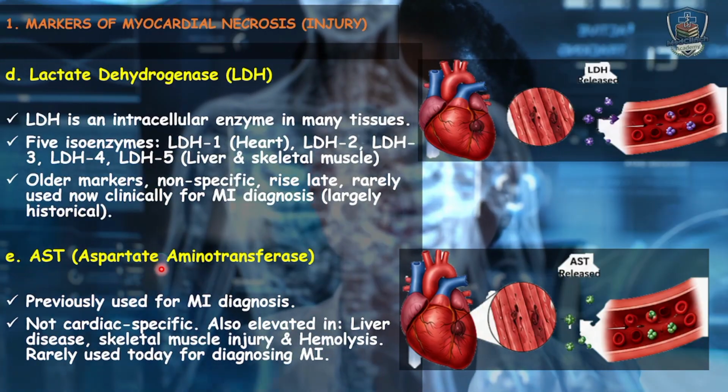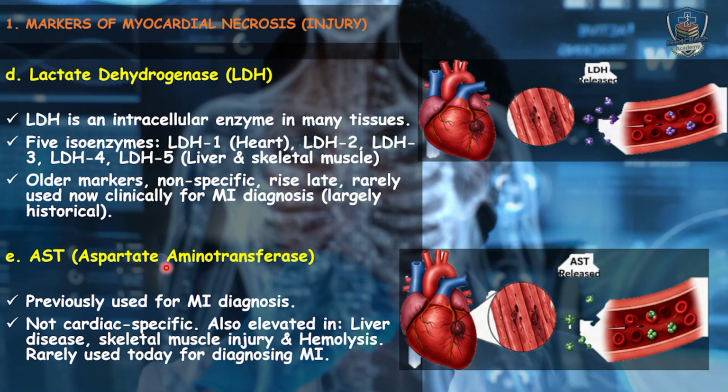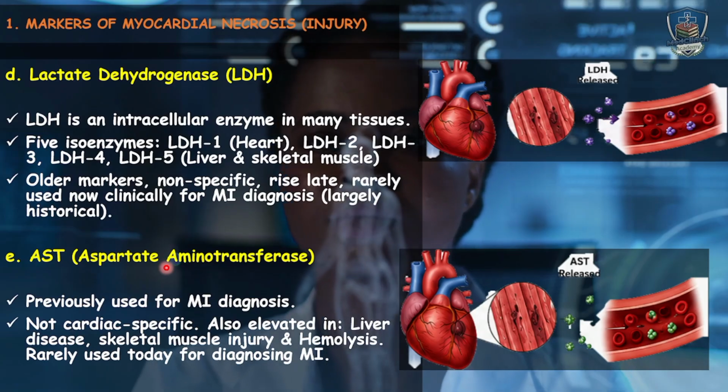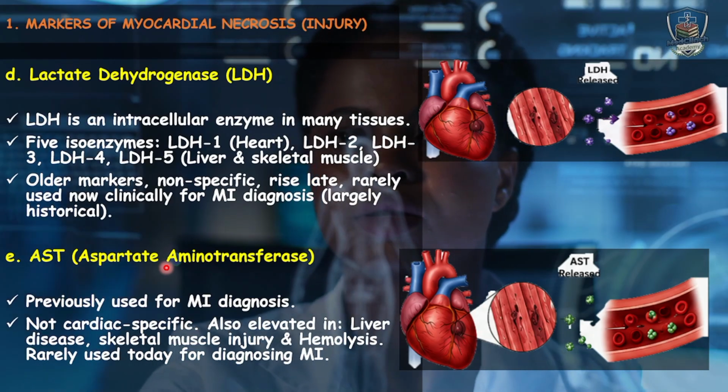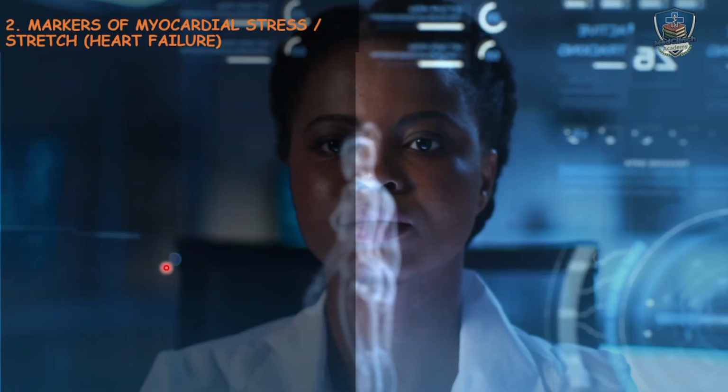So the three major used ones are the troponin, the CK-MB, and the myoglobin. But you also have to know of the lactate dehydrogenase and the aspartate aminotransferase. Now let's move to the other markers.